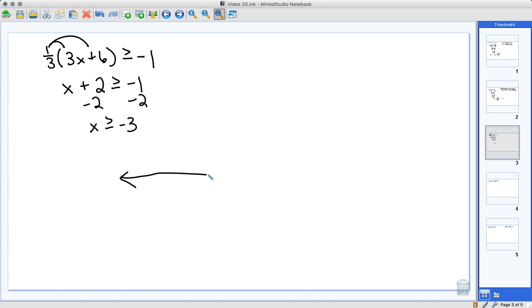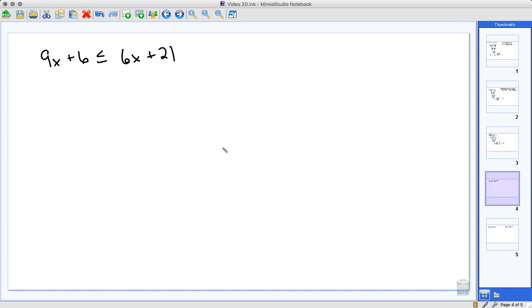So put it on a number line. You got 0, you've got negative 3. This time we have a closed circle, okay, because it's greater than or equal to. So then I do my check. Is 0 greater than or equal to negative 3? Yes, it is.